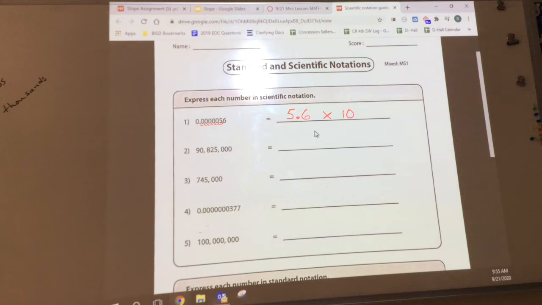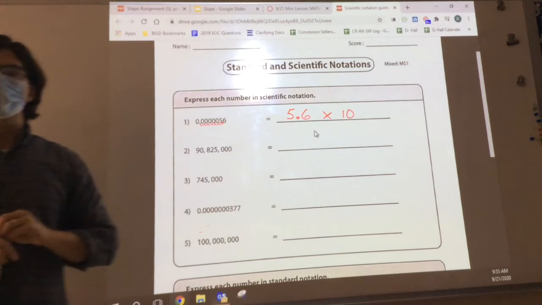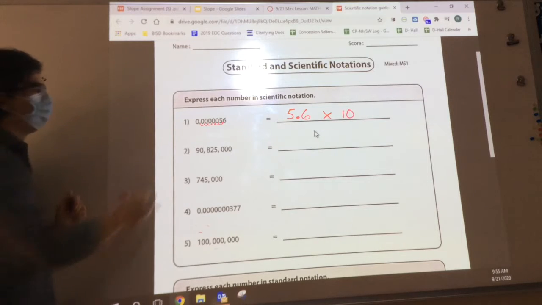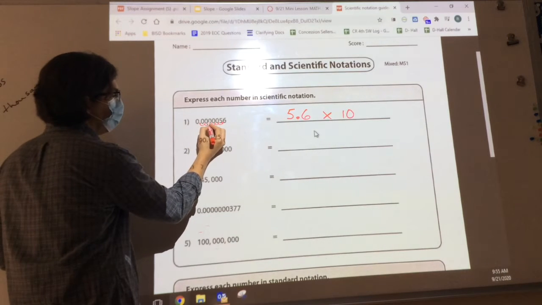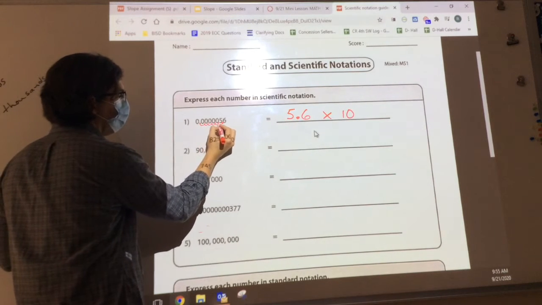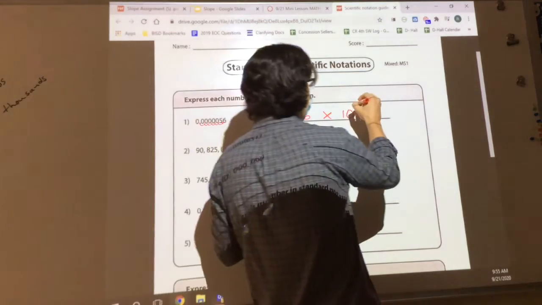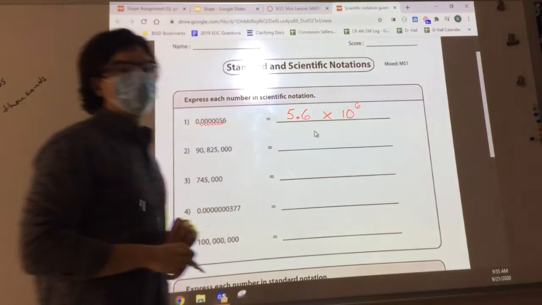Now here's the hardest part of this entire process. I've got to figure out what my exponent's going to be. That exponent is based off how many times we move the decimal. So let's count it again. 1, 2, 3, 4, 5, 6. So I'm going to put a 6 for my exponent. Are we okay with that?